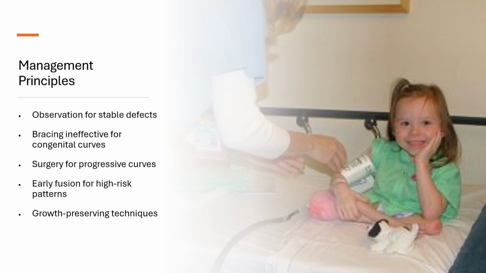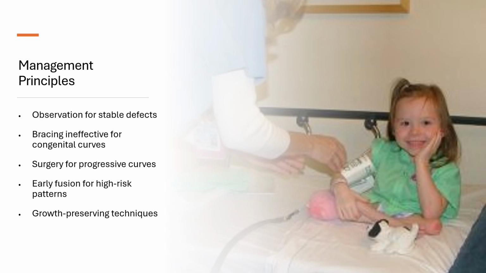Understanding the management principles for congenital spinal anomalies requires recognizing that these conditions behave fundamentally differently from acquired deformities like idiopathic scoliosis. This distinction drives every treatment decision because the underlying structural abnormalities create mechanical forces that cannot be overcome by conservative measures alone. Observation becomes appropriate for stable defects that show no progression over time and create minimal functional impairment. Think of these as structural abnormalities that have reached their natural equilibrium. They exist, but don't actively worsen.